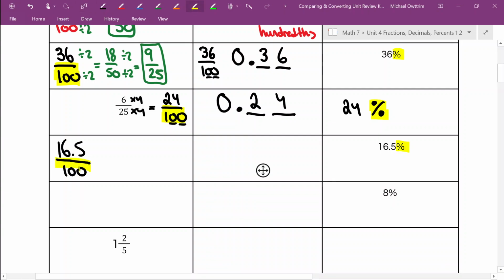Of course, percent means out of 100. And in a fraction, we are not allowed to have a decimal on the top. A fraction must be out of whole numbers. So we need to move this dot 1 time to the right. What do we do to move a dot 1 time to the right? We have to multiply by 10. This gives us 165 out of 1,000 as a better fraction.